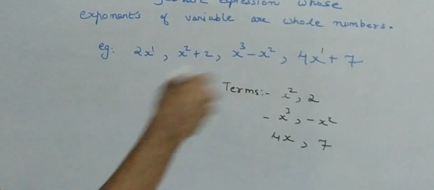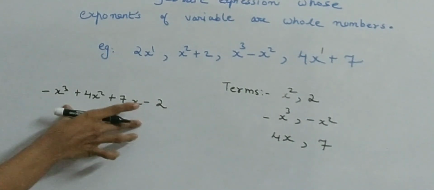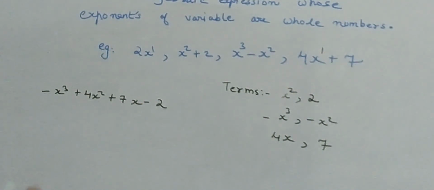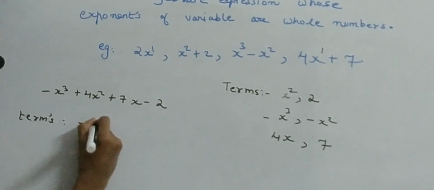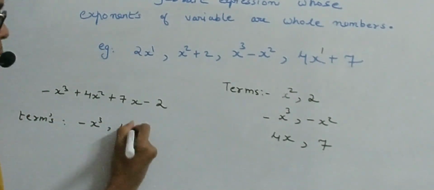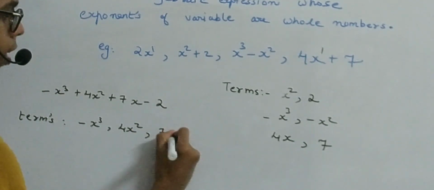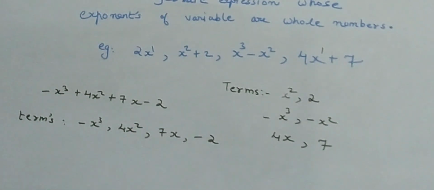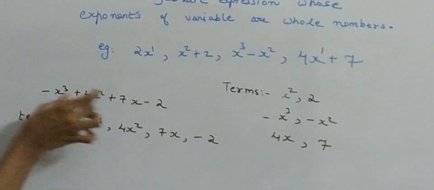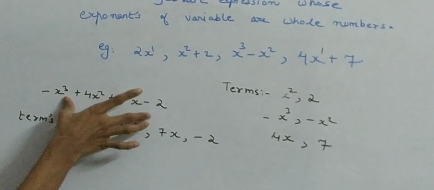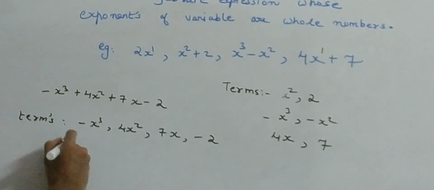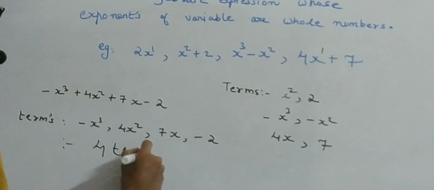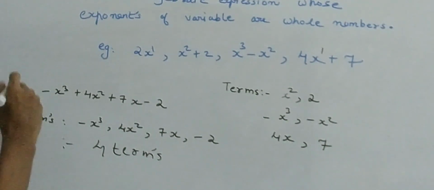Now if I give you one example and ask you what the terms of this polynomial are, what will you write? The terms of the polynomial will be minus x cube, comma 4x square, comma 7x, comma minus 2. Okay, these will be the terms of the polynomial. That means how many terms are there. There are 4 terms in this given polynomial.